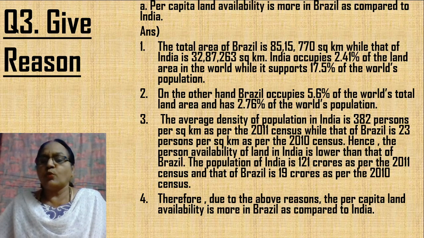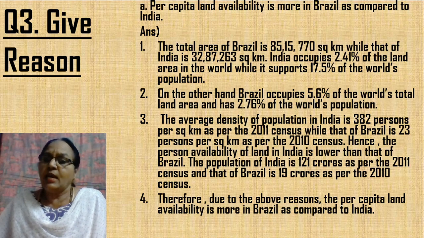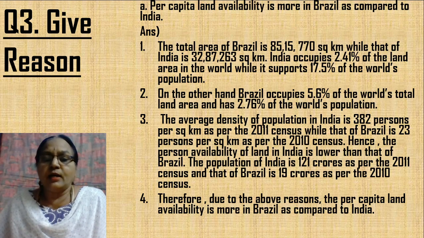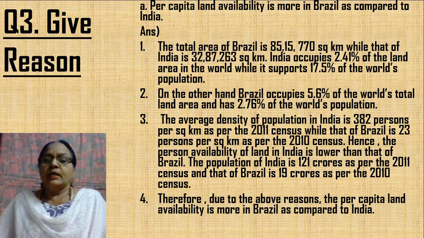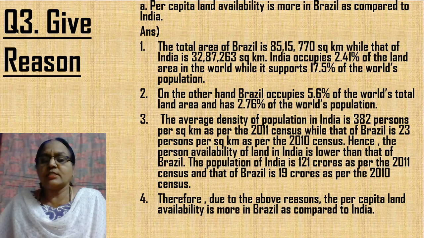population. So when you compare India with Brazil, land area is more in Brazil, but it supports lesser population. Now, coming to the average density of population in India, it is 382 persons per square kilometer as per the 2011 census, while that of Brazil is 23 persons per square kilometer as per the 2010 census. Hence, the person availability of land in India is lower than that of Brazil.